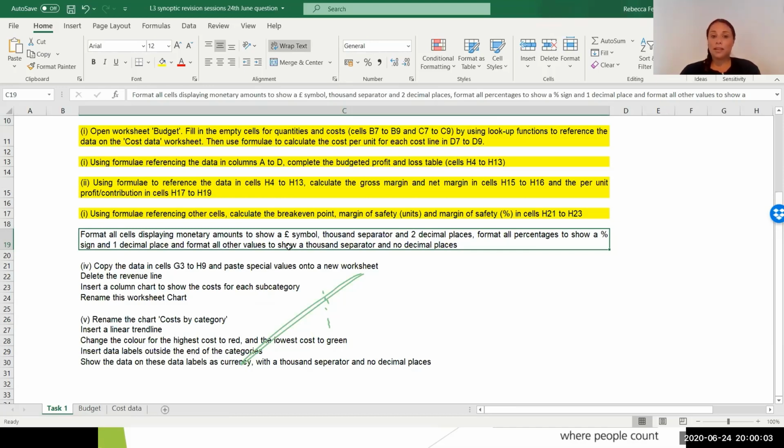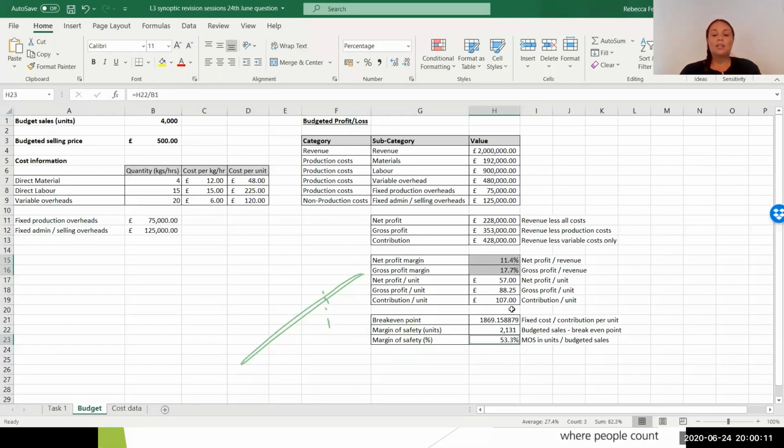Good. For the last one then, we are going to format all other values to show 1,000 separator and no decimal places. So this goes back to the question that we had earlier. The last 2 that we've got left are our break-even point and our margin of safety. So we're going to show them with 1,000 separator and no decimal places. So you can just click on that comma there. But I need to remove my decimal places. So to do that, I just click on this decrease decimal, which brings it to whole numbers.